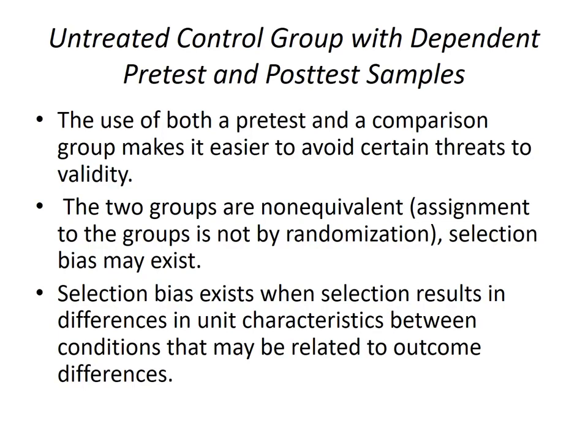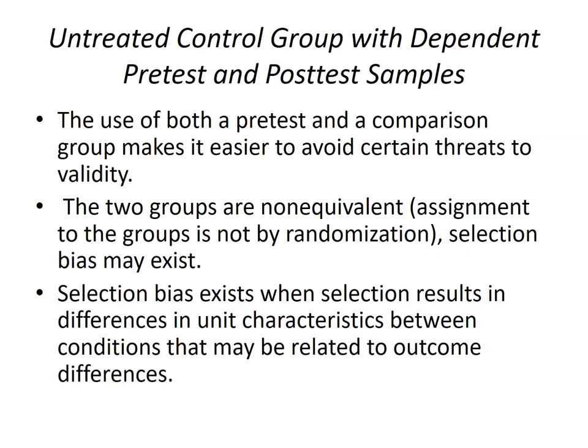Untreated control group with dependent pretest and post-test samples. The use of both pretests and a comparison group makes it easier to avoid certain threats to validity. The two groups are non-equivalent. Assignment to the groups is not by randomization, so some bias may still be introduced.